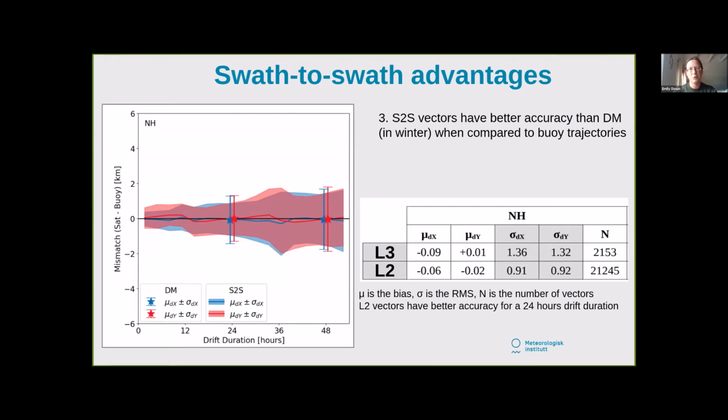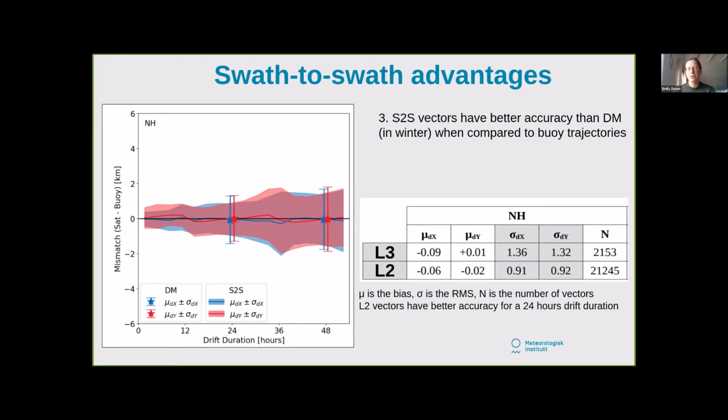So you can see that there's a variety of drift durations for the swath-to-swath maps. But for 24 hours and 48 hours, and really over most of the time range, the swath-to-swath is more accurate. You can notice that the RMS is actually a little greater at 36 hours.